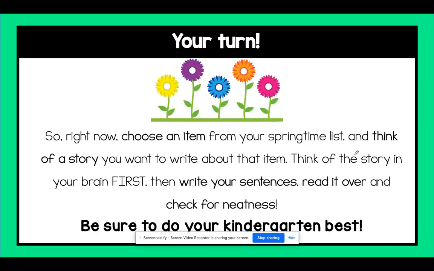Now it's going to be your turn. You're going to choose an item from your list yesterday. You're going to think of a story that you want to write about that item. Think about the story in your brain first. Then write your sentences, read it over, and check it for neatness. Be sure to do your kindergarten best.